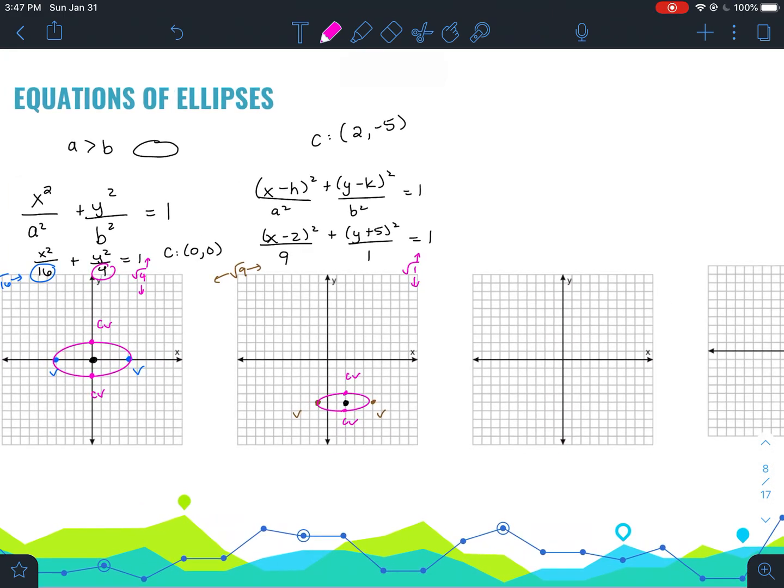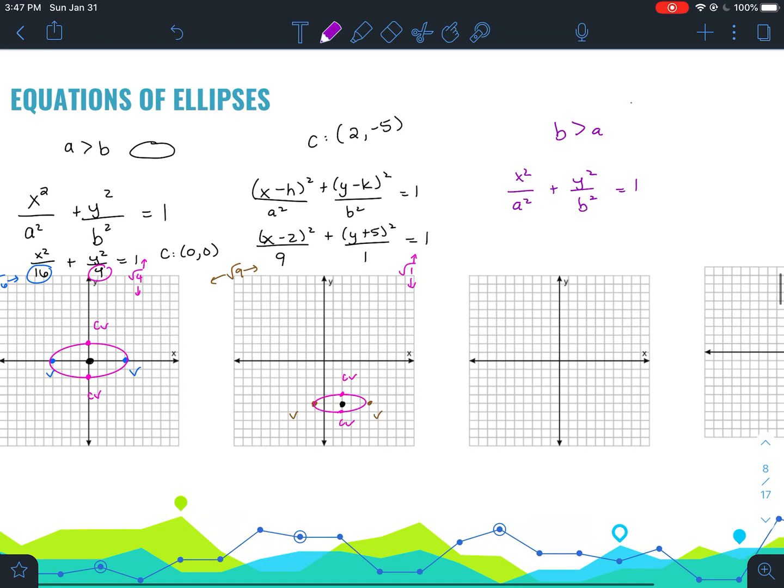If the term underneath the y is greater than the term underneath the x, then your ellipse is going to be longer up and down. So if we had x² over a² plus y² over b² equals 1, where b is greater than a, then the ellipse is going to be longer up and down. So the major axis will go up and down instead of left and right.